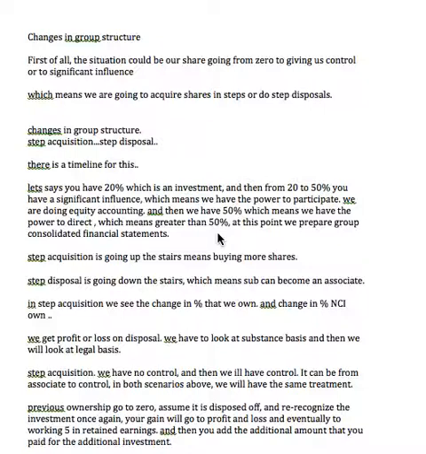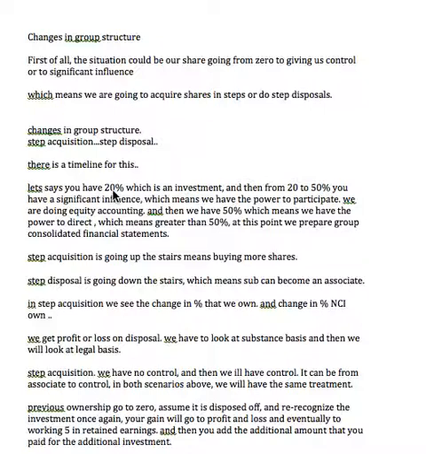So let's get started. First of all, in changes in group structure, the situation could be our share going from zero to giving us control or significant influence, which means we are going to acquire shares in steps or do step disposals. In changes in group structure, we are going to look at two things: step acquisition and step disposal. There is a timeline for this.